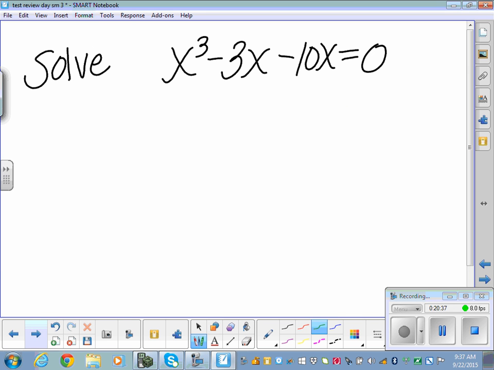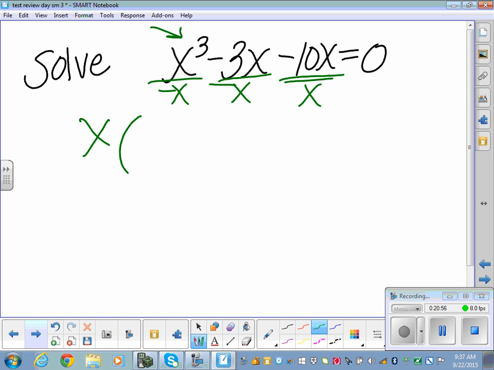Okay, awesome. Looking at this one, we have x cubed minus 3x minus 10x. We have degree 3, so how many solutions are we going to have? 3. We have 3 terms, but do we have something in common? We have an x, so let's write what we have left. We'll divide each thing by x and write what we have left in the parentheses. X cubed divided by x is x squared, negative 3x divided by x is negative 3, and then we have negative 10x divided by x, which is negative 10.